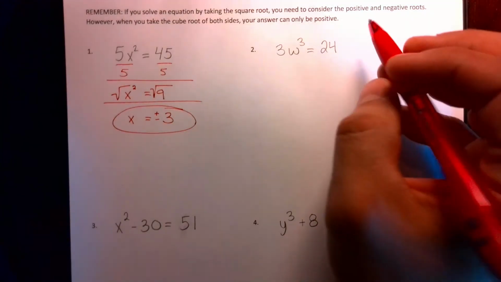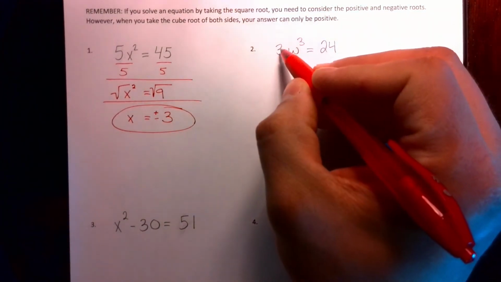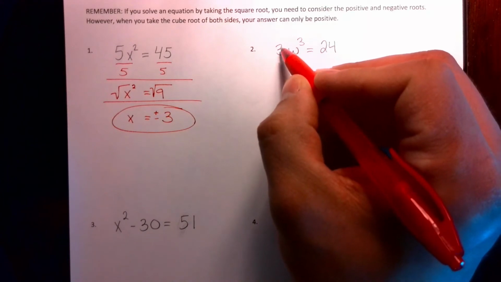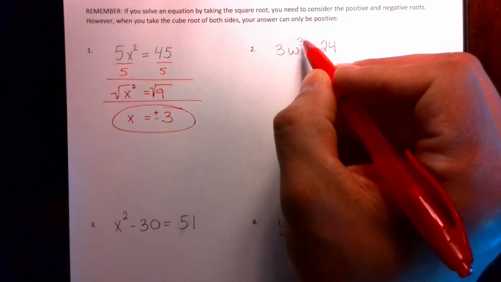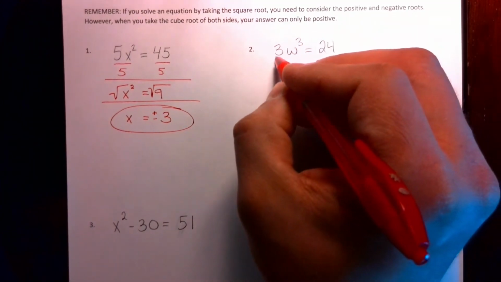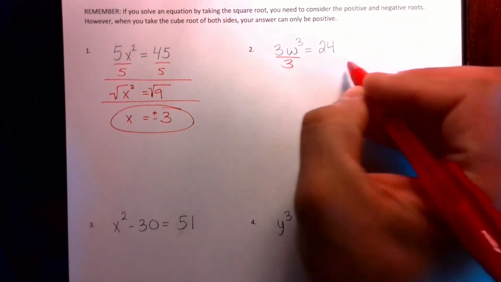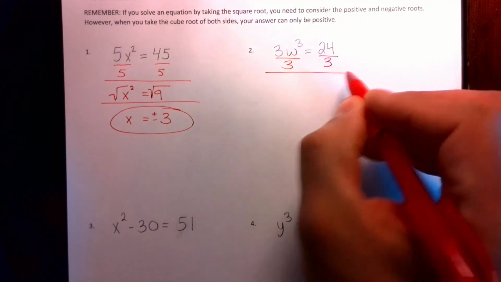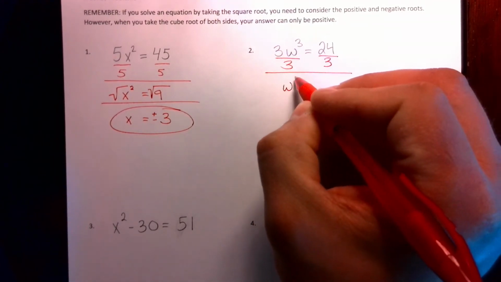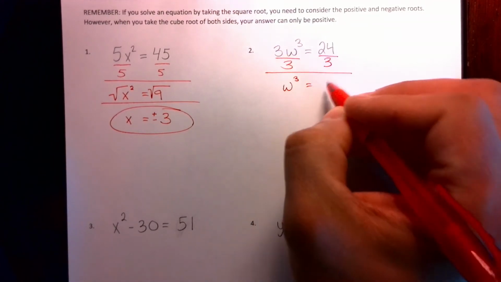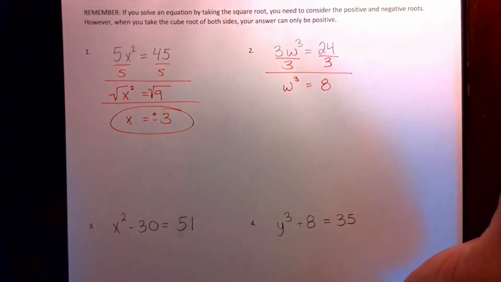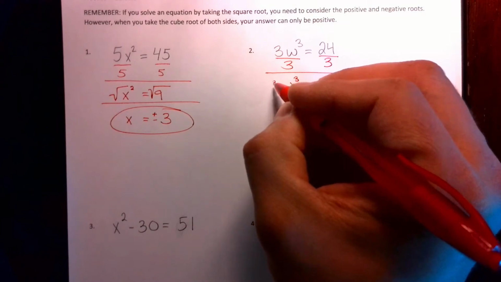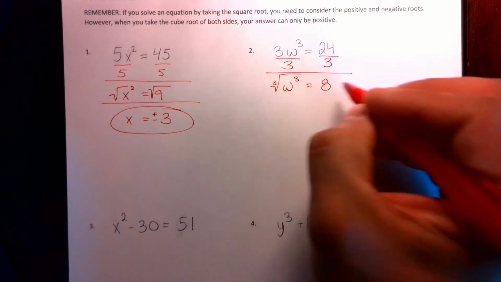Okay, for number 2, I have 3w cubed equals 24. This would be 3 times w cubed equals 24. So the first thing I have to do is get rid of that times 3 out in front, the coefficient of 3. The opposite of multiplying by 3 is to divide by 3. That gives me my w cubed term alone. 24 divided by 3 is 8. And then to get rid of the exponent of 3, the cube, I've got to take the cubed root, like that.